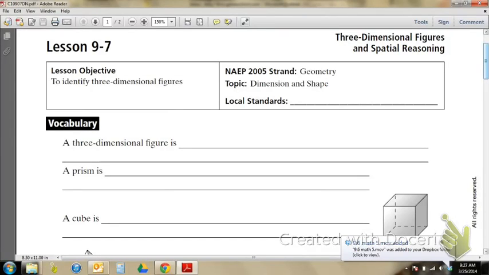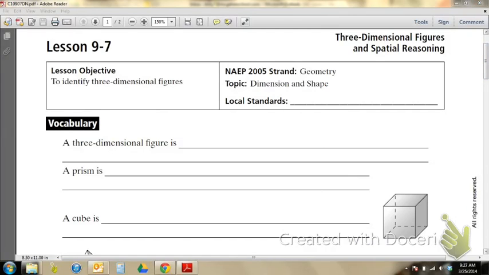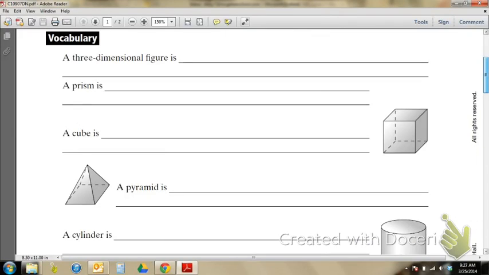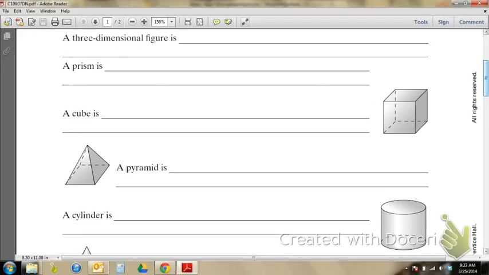In 9-7, we're going to look at three-dimensional figures and spatial reasoning. So let's talk about some vocabulary here. Okay. First, a three-dimensional figure is a solid that doesn't lie on a flat surface.